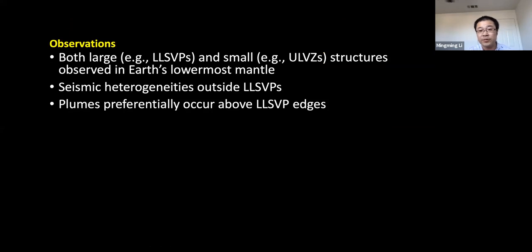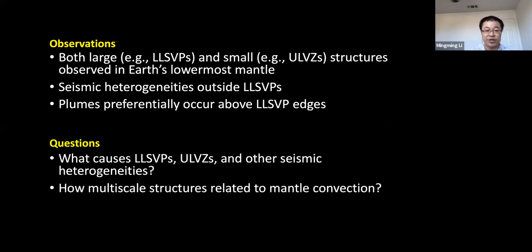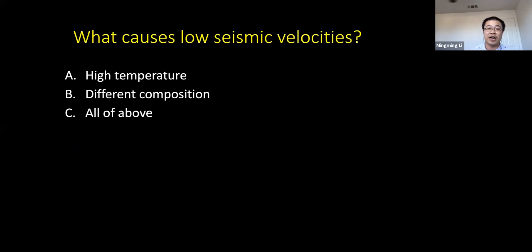So to give a very brief summary, from an observational point of view, we observed both large LSVPs and small ULVZ structures in the Earth's lowermost mantle. And also there are seismic heterogeneities outside the LSVPs, and mantle plumes preferentially occur above the LSVP edges. So then the question is what causes LSVPs, ULVZs, and other seismic heterogeneities, and how these multi-scale structures are related to mantle convection. So let me first ask this question.